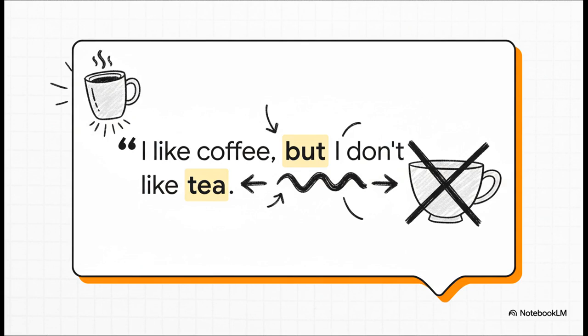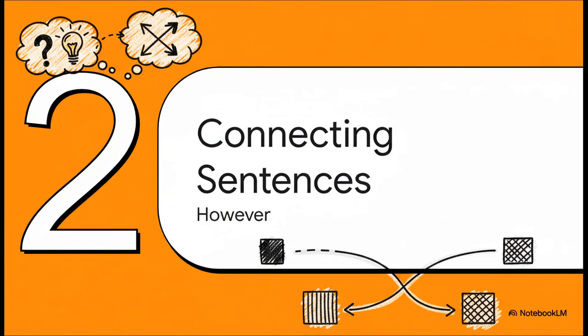Just look at this classic example. I like coffee, but I don't like tea. See that? You have the first idea, I like coffee, followed by the opposing idea, I don't like tea. And but just links them together seamlessly in one sentence. It's simple, it's clean, and it's perfectly clear.